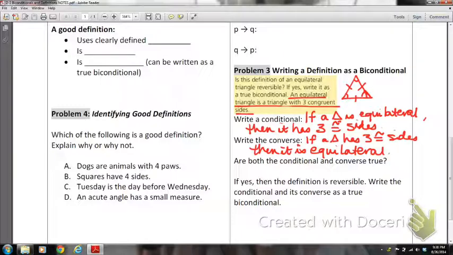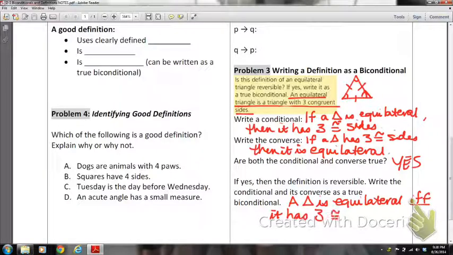So your next question is, are both the conditional and the converse true? The answer is yes, both of those statements are true. So if it's yes, then the definition is reversible, and you can write the conditional and its converse as a true biconditional. So let's take that and write it as a biconditional. It would say, a triangle is equilateral if and only if it has 3 congruent sides.